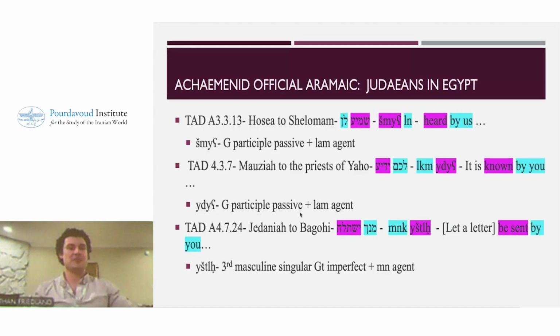These are all a similar structure to what we've seen already. We're finding passive participles and agents in either lamed or min, and we're also finding finite verbal forms. Here, another GT imperfect third masculine singular: let a letter be sent by you. So this same diversity of agentials continues no matter who is speaking.